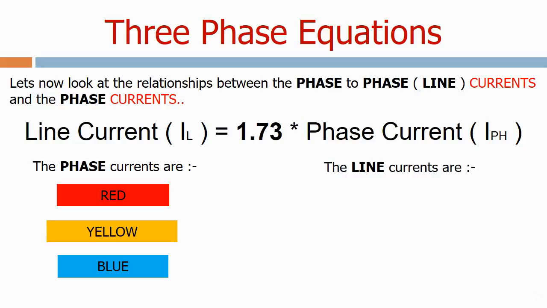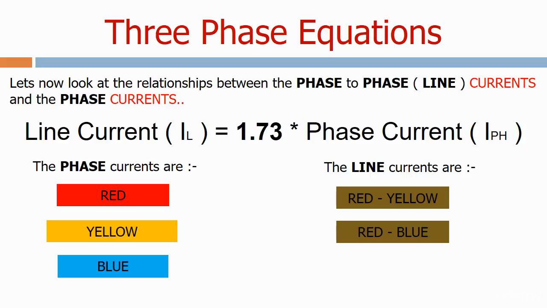The line currents are red to yellow, red to blue, and yellow to blue.